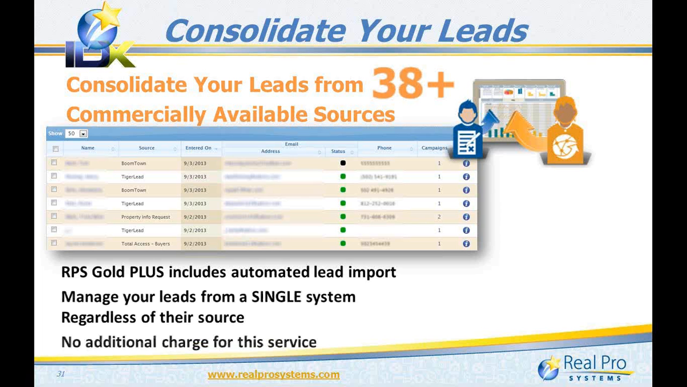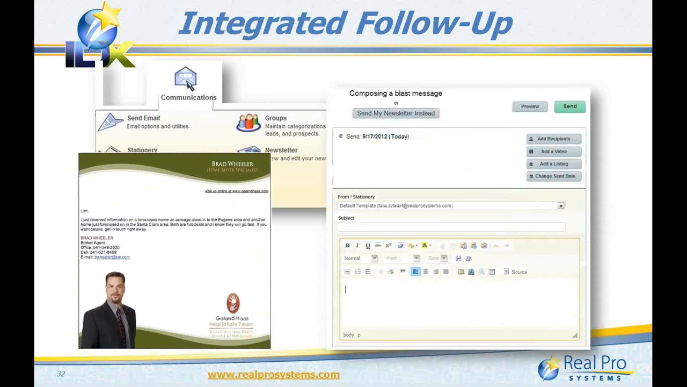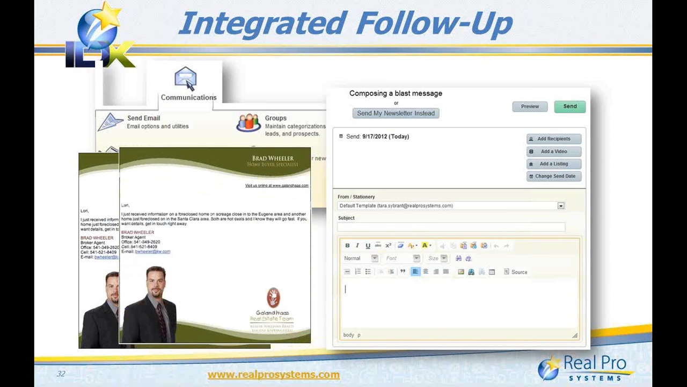So once you have your leads, whether they're generated from Gold Plus or any of your other sources, Gold Plus has the tools to let you follow up with those leads. So we have an email blast tool where you can just send emails either individually or to a group of leads that you can categorize as you'd like. Then every email that you send is branded to you on your own stationery, which is a reflection of your brand that can be designed with the style and the elements of your website.